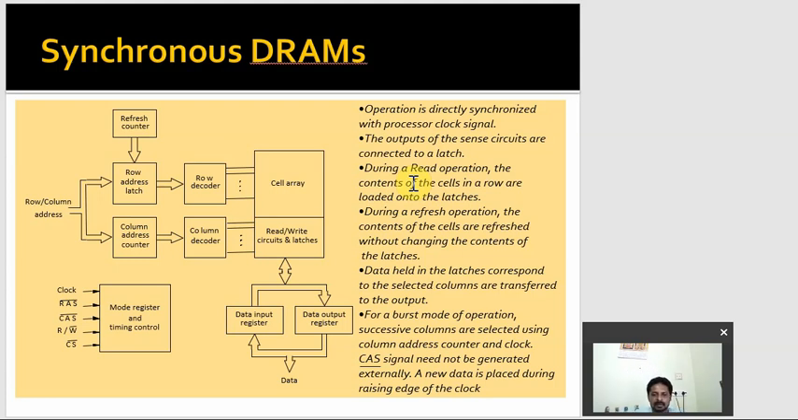Here, see, this is the cell array. Here the column and row addresses are both going to be applied. This is a row address. Every time it is refreshed, the column address is then transmitted to the row decoder and column decoder. Based on that, the data input register and data output register are used. In this fashion it is happening.